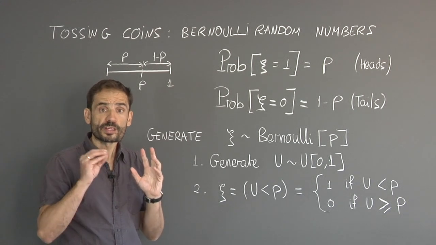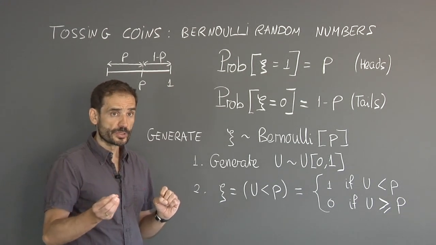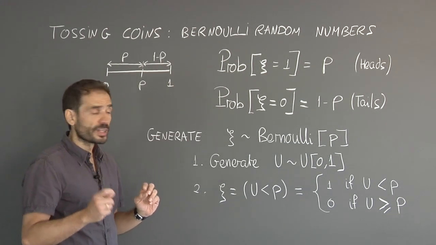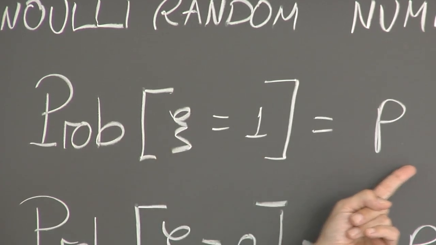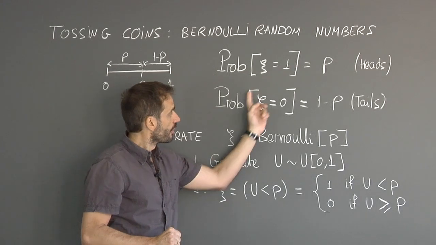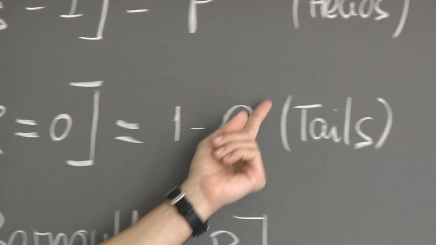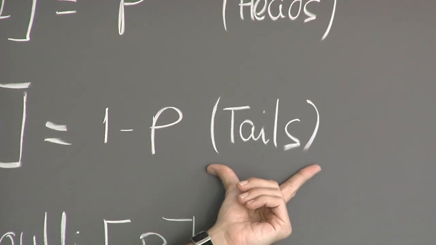How do we toss coins using a computer? We will do that by generating Bernoulli random numbers. A Bernoulli random number can take the value 1 with probability p, and that we're going to associate with heads, or the value 0 with probability 1 minus p, and that we're going to assign to tails.